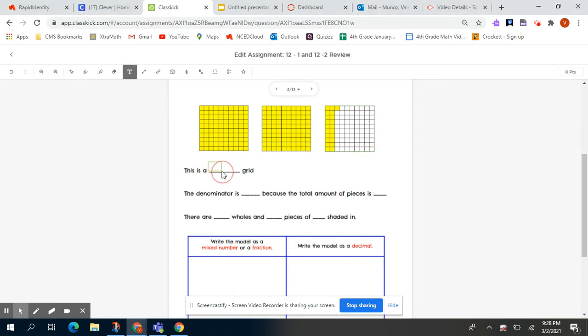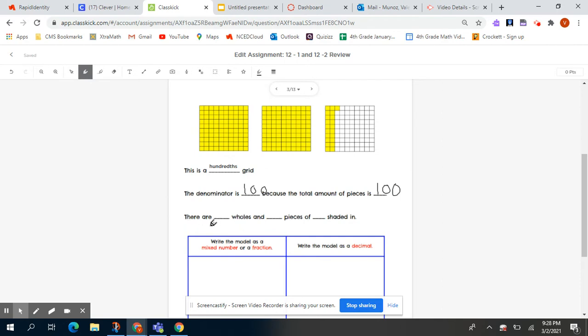This means, scholars, that this is a hundredths grid. I'm going to make this smaller so it fits. There you go. Now that I know that, I'm going to fill out my sentences. I know that the denominator is 100 because the total amount of pieces is 100.